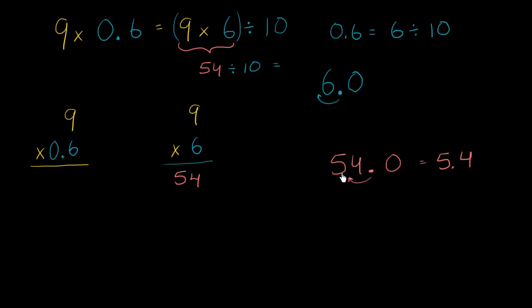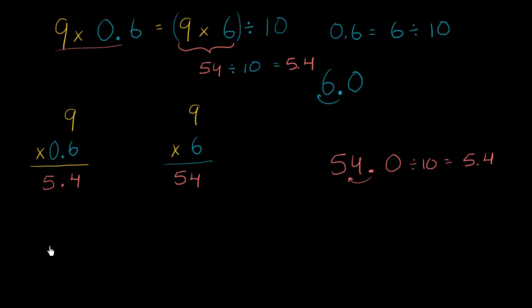5 times 10 is 50, 0.4 times 10 is 4, so it makes sense that 54 divided by 10, I shouldn't say equal, I'd write 54 divided by 10 is equal to 5.4. So this right over here is equal to 5.4, and that's what this is. This is equal to 5.4. Notice, 9 times 6 is 54. 9 times 0.6 is 5.4.